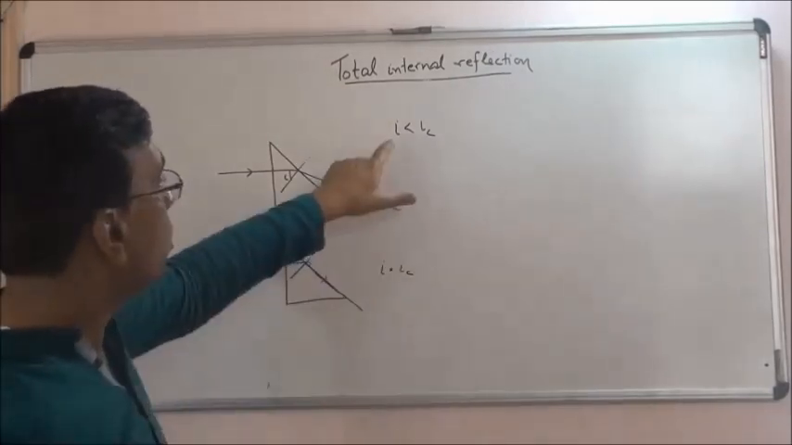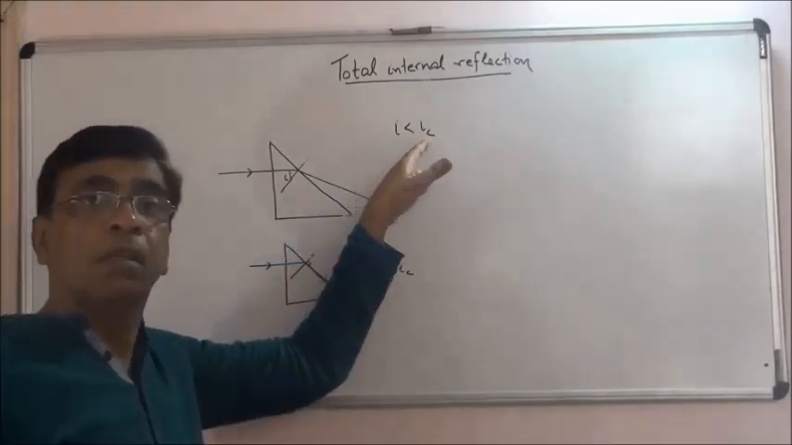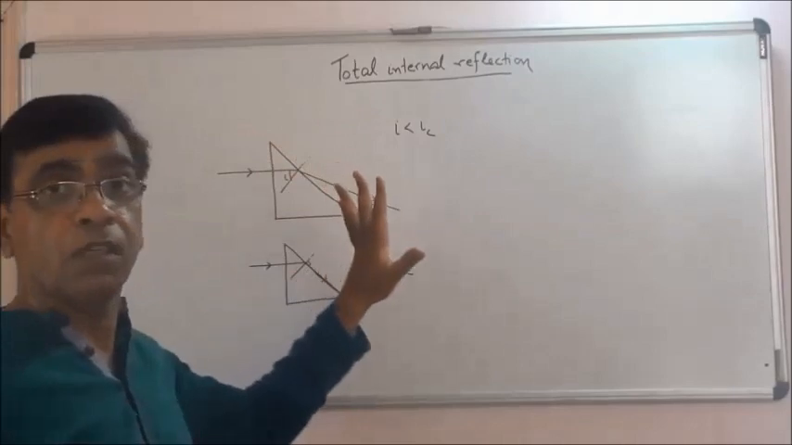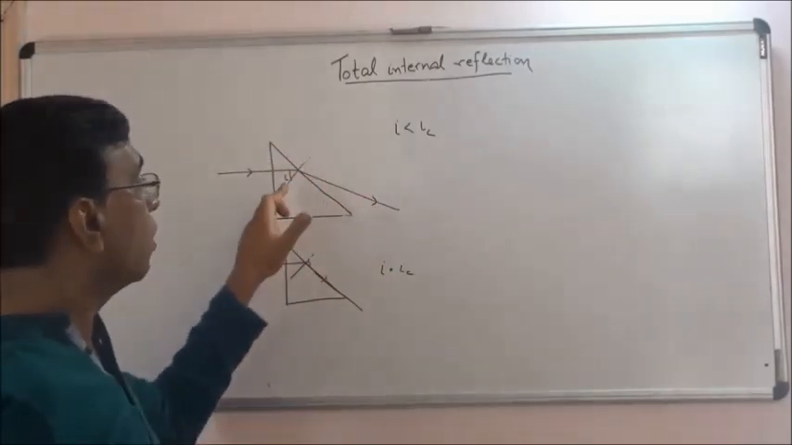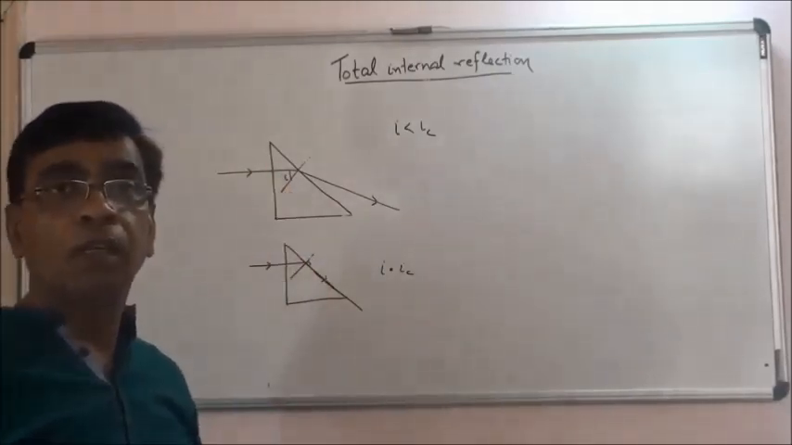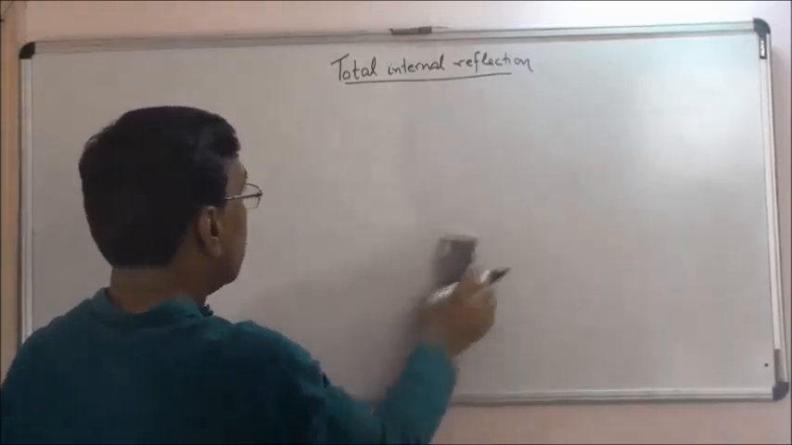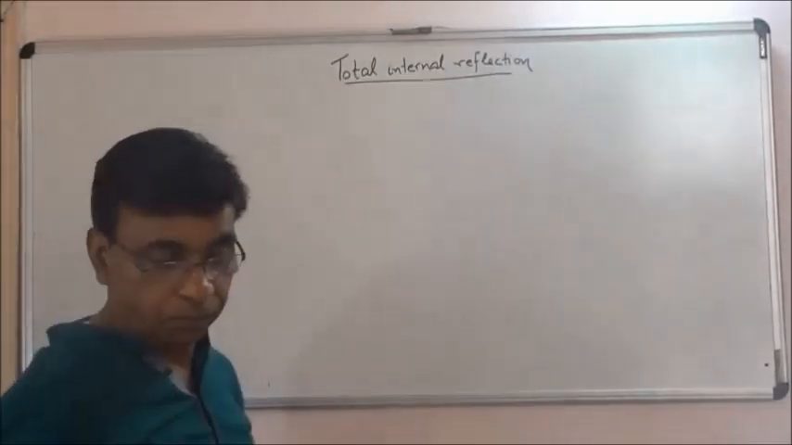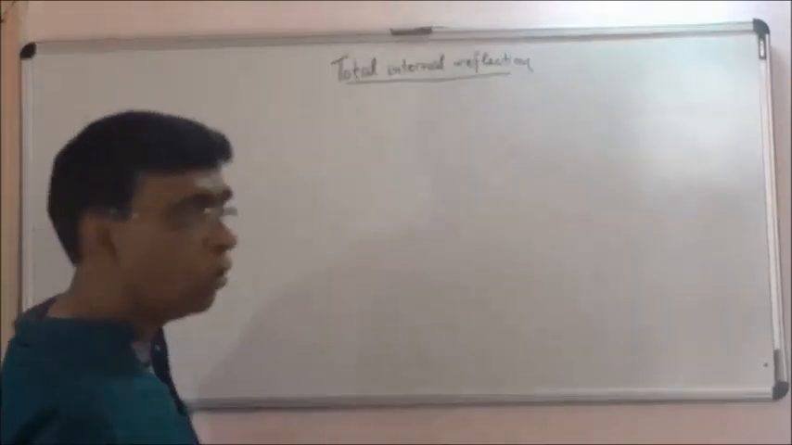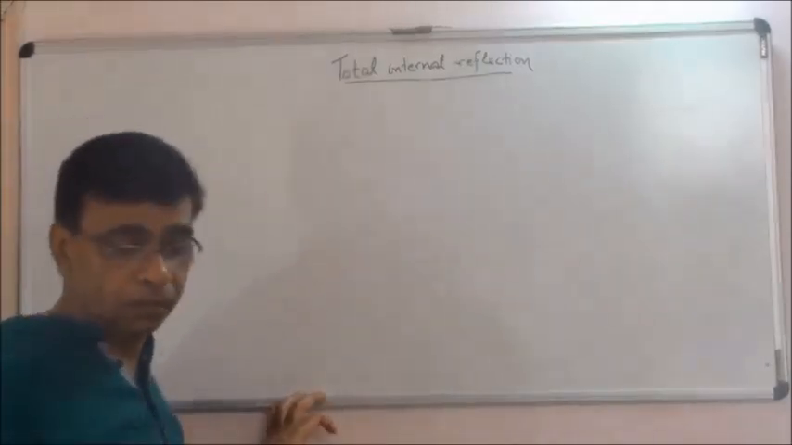So depending on the value of I in respect to the critical angle, reflection or refraction will occur. Refraction if the angle of incidence is less than critical, and if I is more than critical angle, there will be no refraction and there will be total internal reflection. This was one. I will show you an activity, just observe it properly.